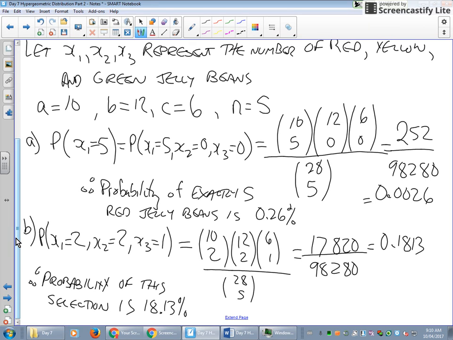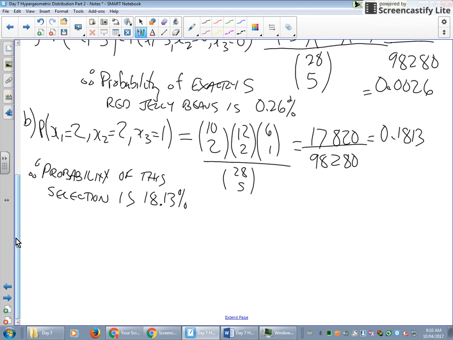Part C is asking for the probability of no red beans. Probability that x1 is 0. Are we given any information about the number of yellow or green beans? No. So the only thing we can say is that we're looking at the probability that the number of red beans is 0. We could write it like so, or we could also write that it's the probability that x1 is 0 and x2 plus x3 add up to 5. Either one of those statements would be acceptable.